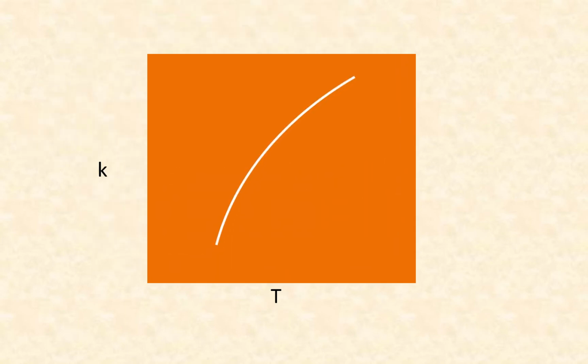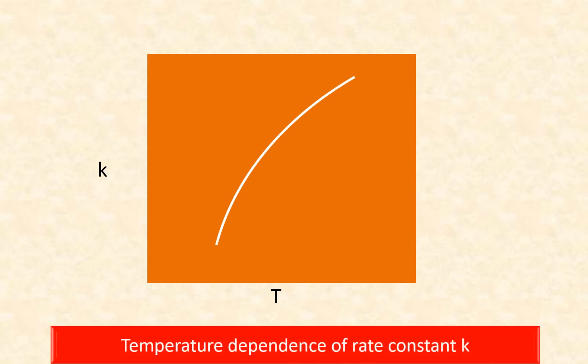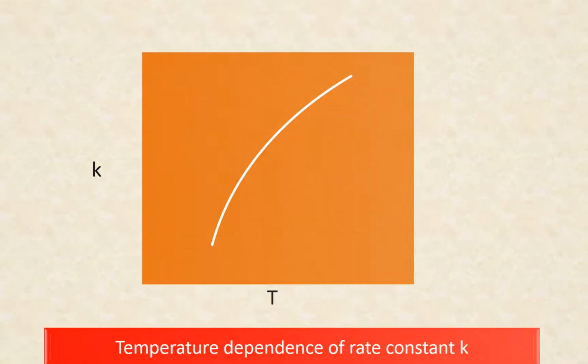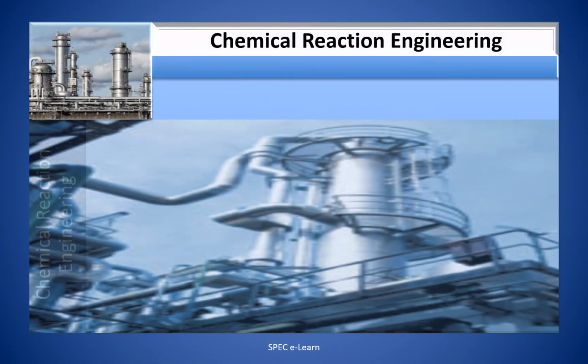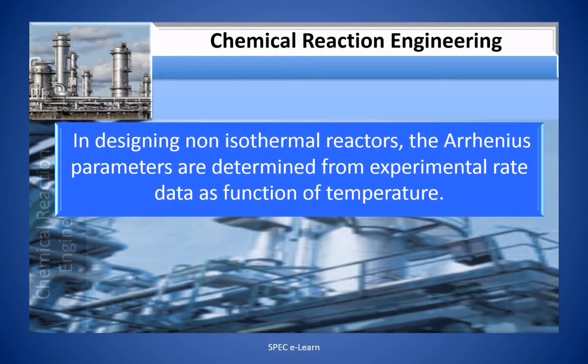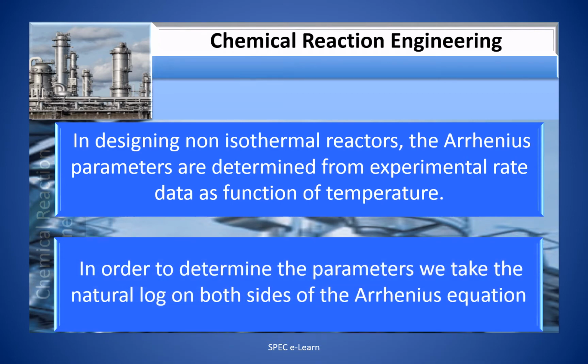This graph illustrates the relationship between the reaction rate constant k and the temperature T. As the temperature increases, the rate constant k also increases. In designing non-isothermal reactors, the Arrhenius parameters are determined from experimental rate data as a function of temperature. In order to determine the parameters, we take the natural log on both sides of the Arrhenius equation.